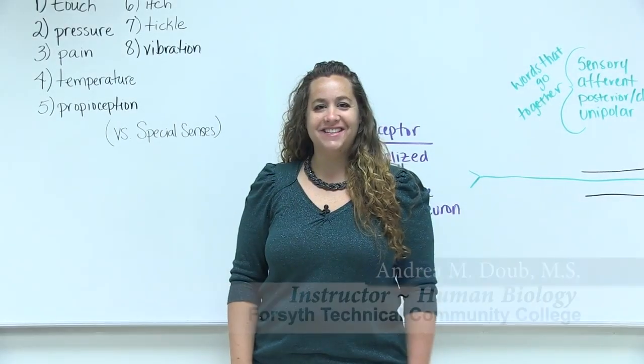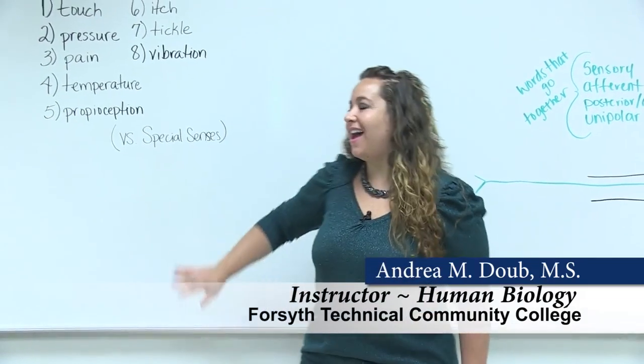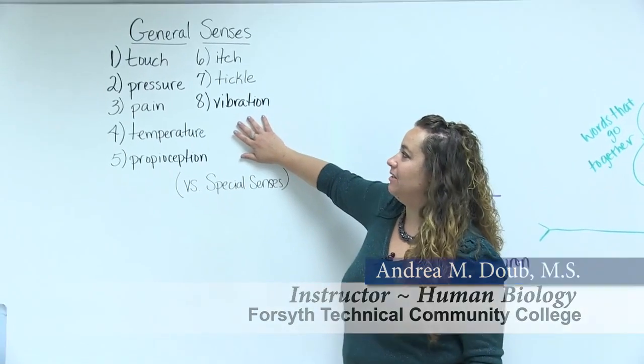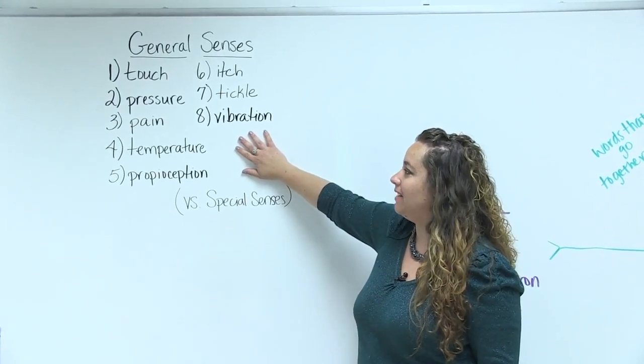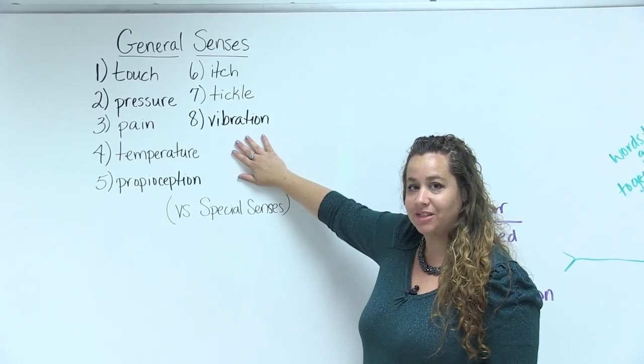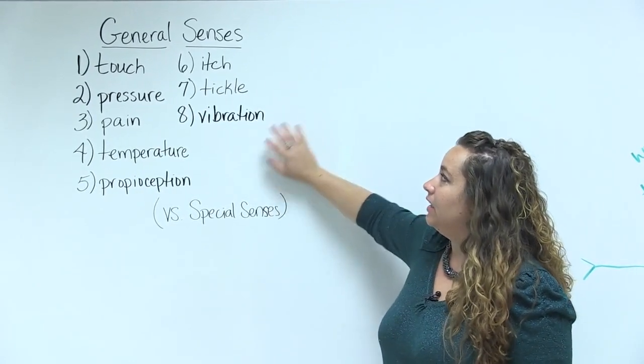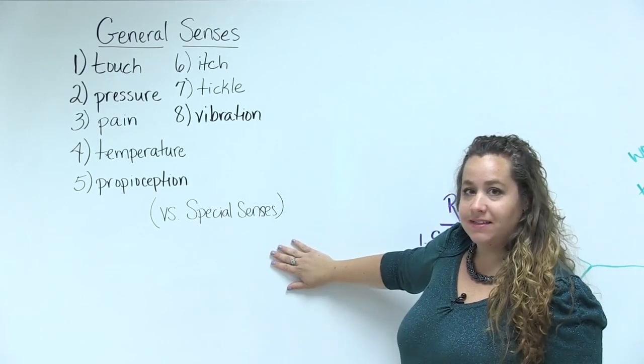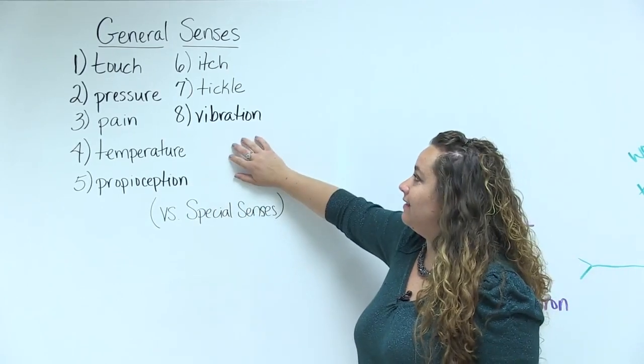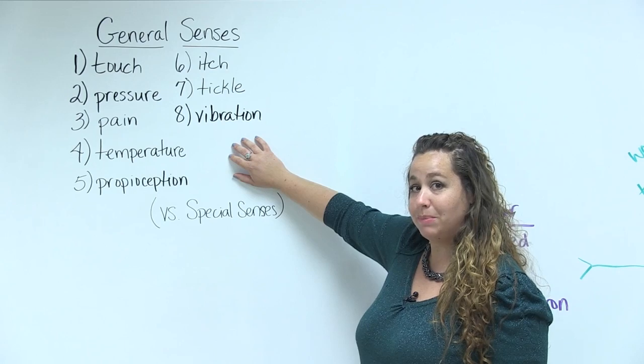Okay. Hi there. Today we're going to be talking about the general senses. As a reminder, general senses include touch, pressure, pain, temperature, proprioception, which is your body's position in space, itch, tickle, and vibration. These differ from special senses because you can sense the general senses from most parts of the body.